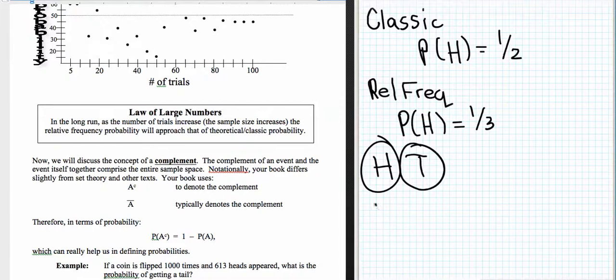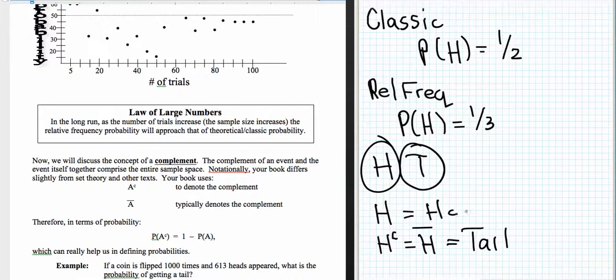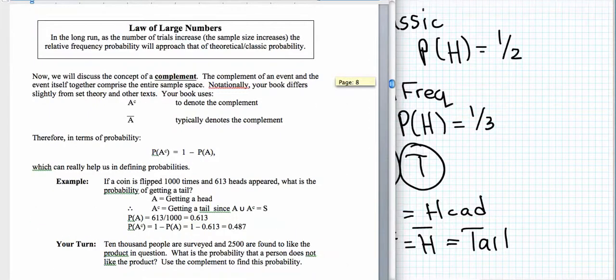So we can talk about event H, and we can talk about event H complement, or H complement written with the bar. And this, of course, is equal to getting a tail, right? So if H is a head, then the complement of getting a head when you flip a coin is getting a tail. And so those are the things that we can talk about. And that's what we're going to look at in our next example.